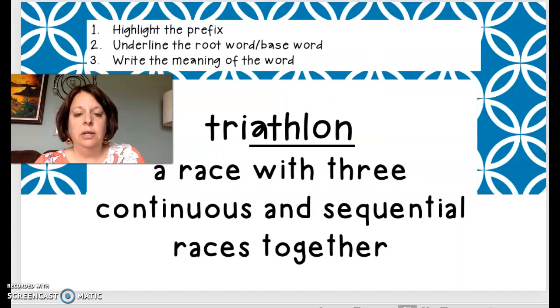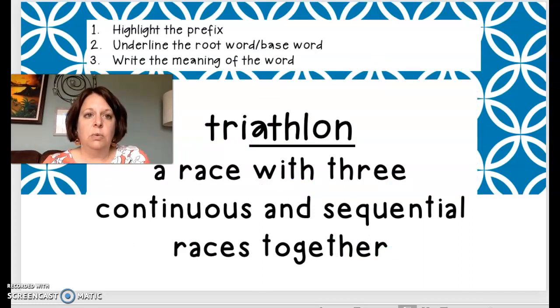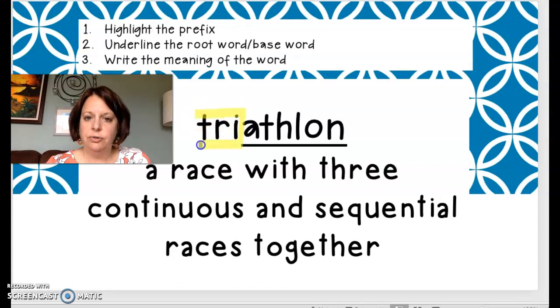Our first word is triathlon. So what we need to do is highlight the prefix, underline the root word or base word, and write the meaning of the word. All right, I had to get my highlighter tool ready. So triathlon, tri is the prefix, and athlon is the root of the word. A triathlon is a race with 3 continuous and sequential races put together. So for instance, a common triathlon that we have would be swimming for one part, bicycling for the next part, and running for the third part.